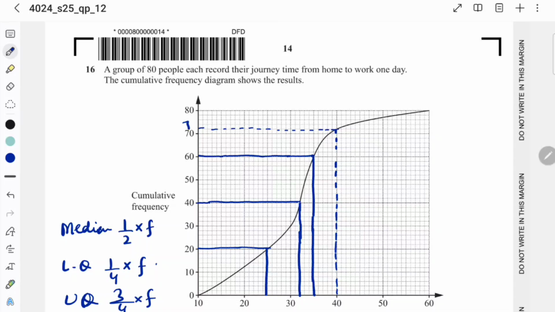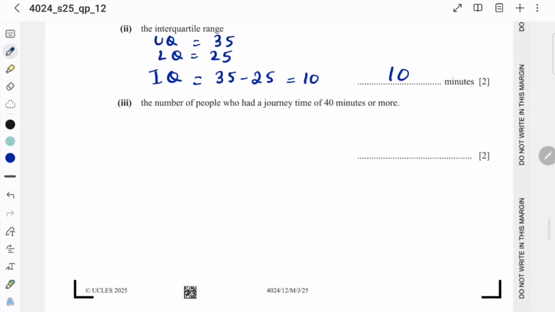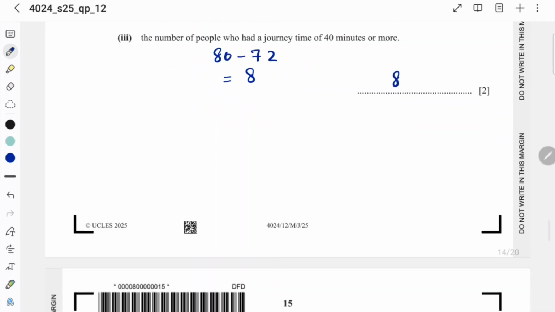Okay, so 72 is till 40 minutes. 72 and above, they are just asking you to find out how many are these. So there are only 8 people. That means 80 minus 72, that is equal to only 8 people. Only 8 people had a journey time of 40 minutes or more.